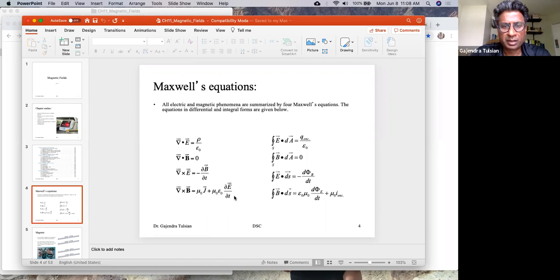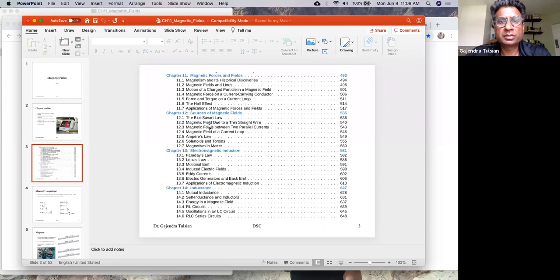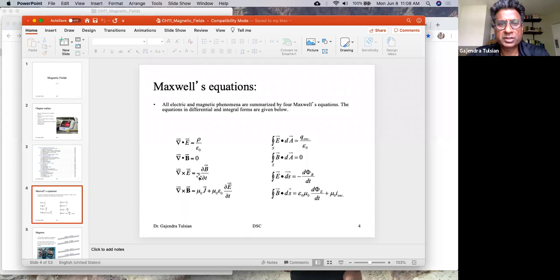But anyway, time varying electric fields also produce magnetic fields. Next chapter we'll see that currents produce magnetic fields. That's what we'll study. And then we'll talk about electromagnetic induction. What that chapter is about is this equation: time varying magnetic fields produce electric fields. That's the following chapter.